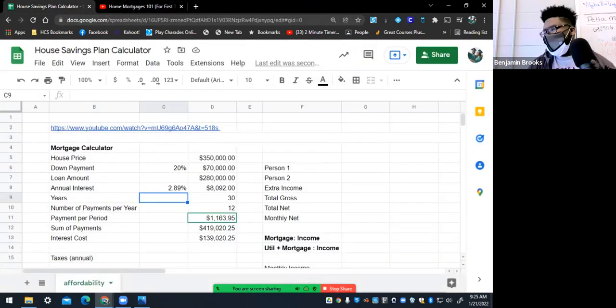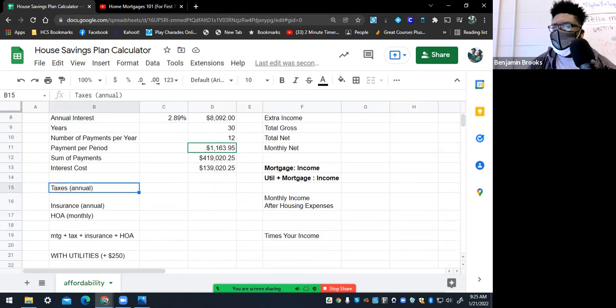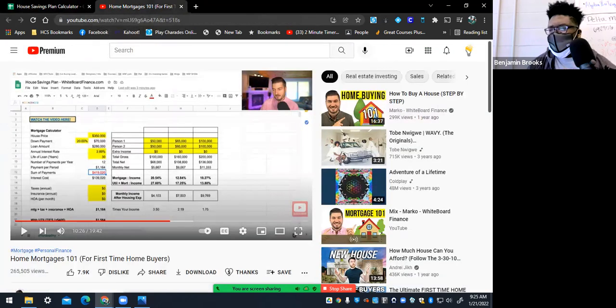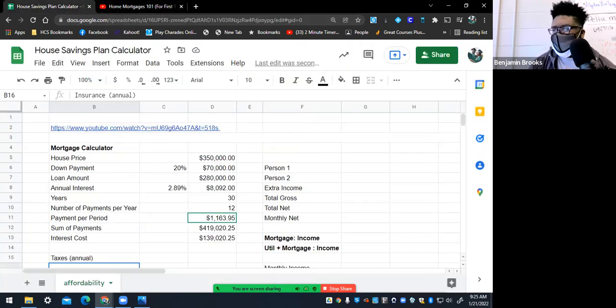So that's the first half. Everybody cool with that? Good. Now, taxes annually, insurance annually, HOA, and he's got these things highlighted, different various things highlighted. So I'm actually going to do the same thing, and I'm going to show you how to highlight.